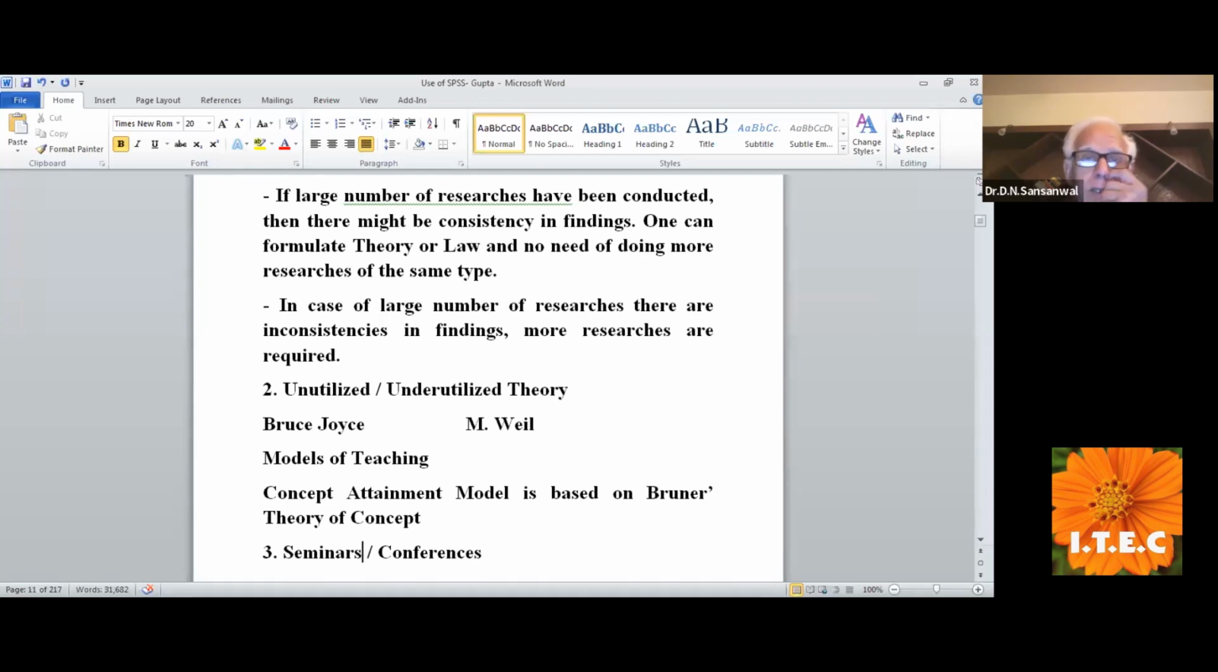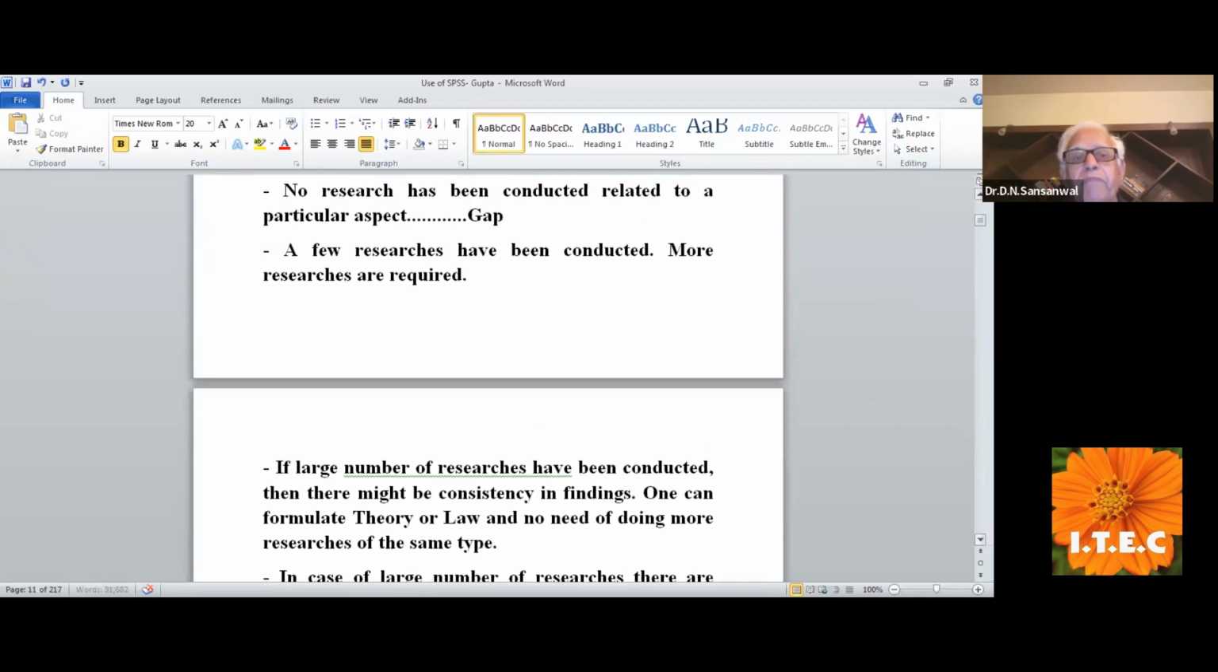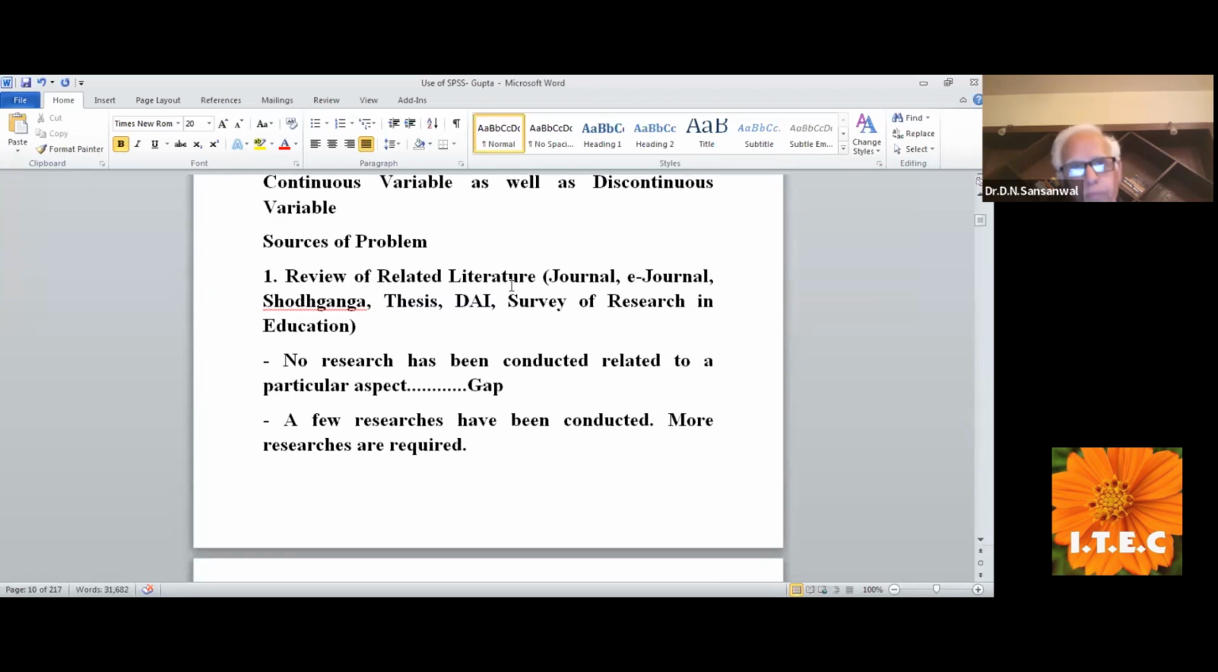Another is when you are listening to the presentation made by the student, by the researcher, then you may ask some questions which may help the researcher in improving the paper which he is presenting. And after the conference, if the researcher goes home and modifies his paper, and sends it for publication, then his paper may be published in a journal, then the paper may become part and parcel of the review of related literature. So a paper presented in the seminar and conference may be modified and sent for publication, and if it is published, then it is no more a seminar or conference source. The source will be the review of related literature.